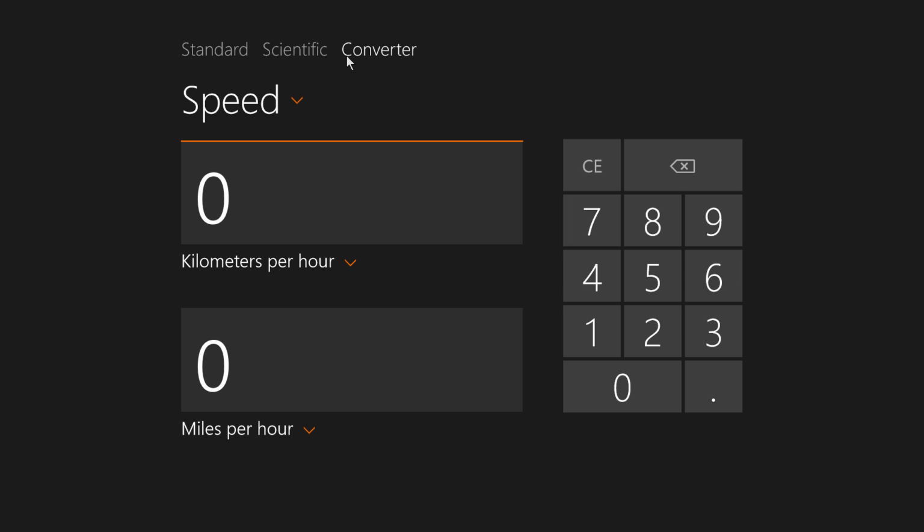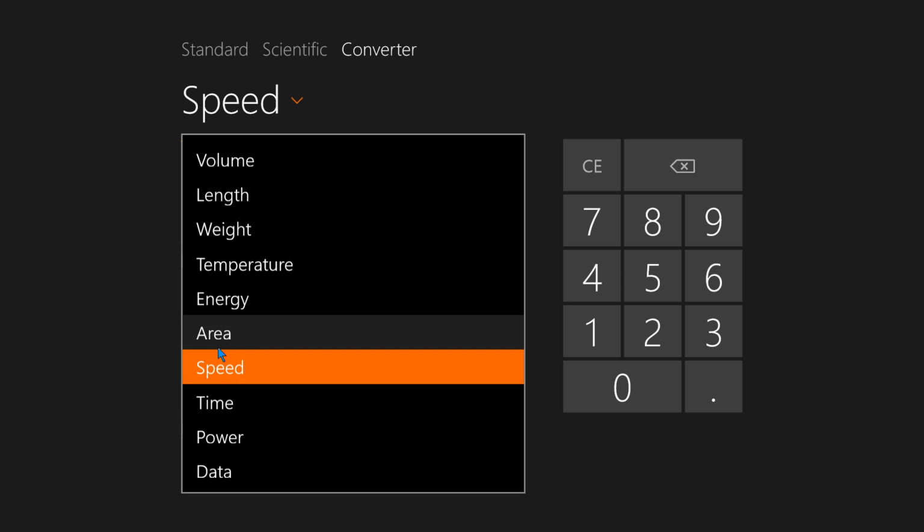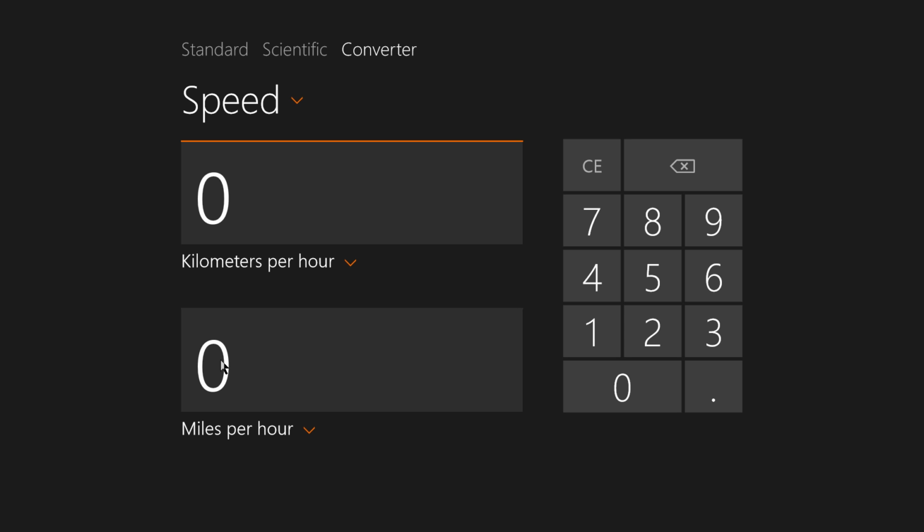Converter mode, though, is very interesting, and I became especially interested in speed because a lot of people hear about wind speed in knots, and they wonder how many miles an hour that is and what they should multiply by. So let's take speed as a good example. You can select volume, length, weight, temperature, energy, area, speed, time, power, and data. And I've selected speed among these various options you have here.